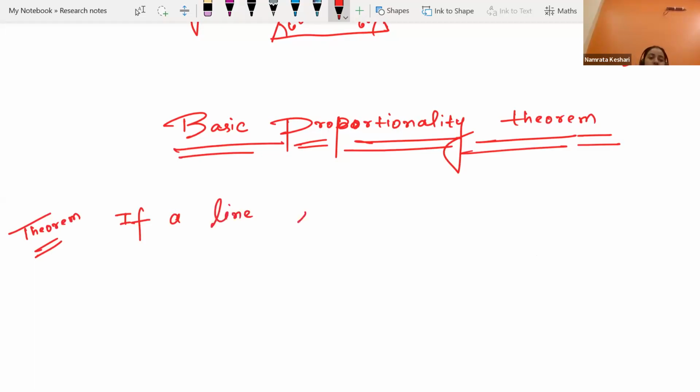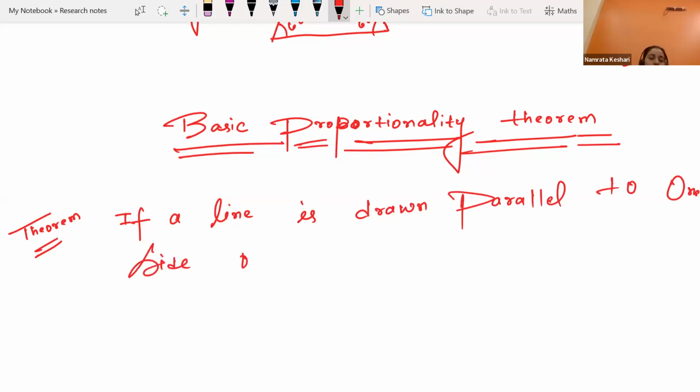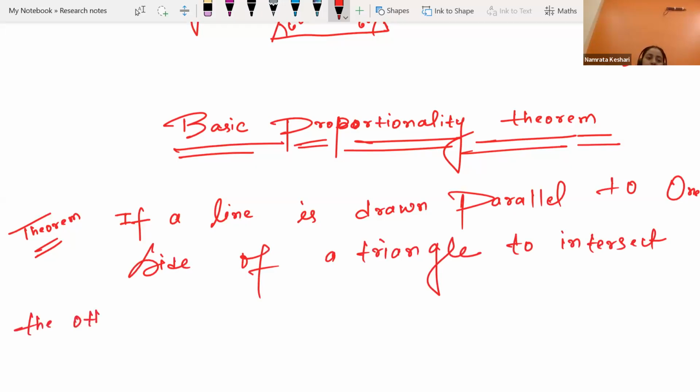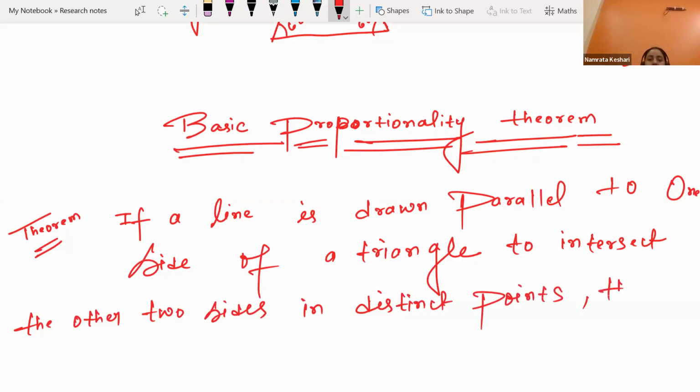If a line is drawn parallel to one side of a triangle to intersect the other two sides in distinct points, the other two sides are divided in the same ratio.